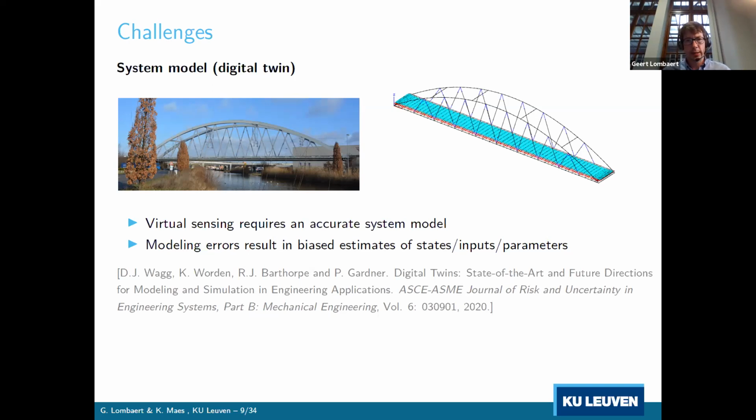If you do not have a very accurate system model, whatever modeling error you have will result in a biased estimate of the input or of the states or the parameters. And modeling errors that may be acceptable in forward simulations may actually be heavily penalized in the inverse type of estimations that we're trying to do here. So that's one challenge: having an accurate system model and dealing with modeling errors, which will always pop up when we deal with real structures.